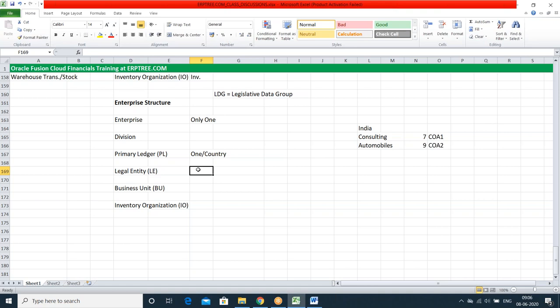Based on the number of registrations they have, accordingly we create the legal entities. And when I talk about business units, there are many cases for how you can finalize the business unit, ideally based on the location. Ideally, you can decide the business unit on a location basis.